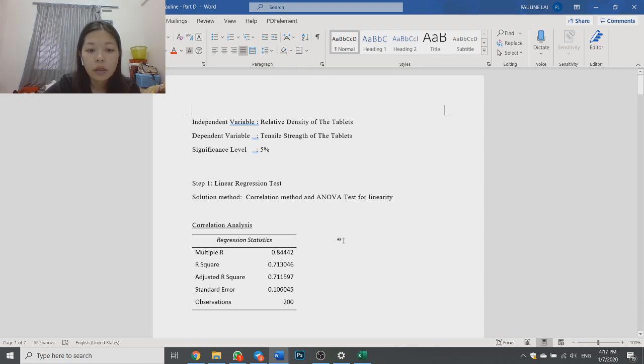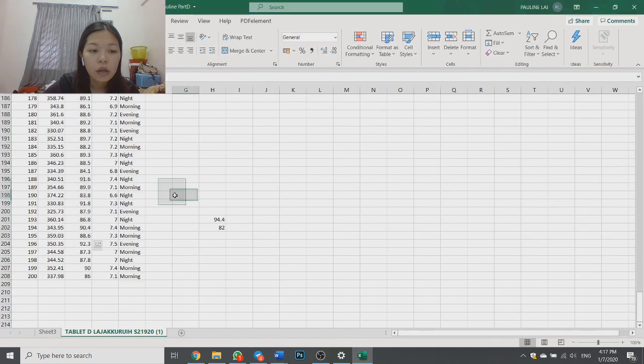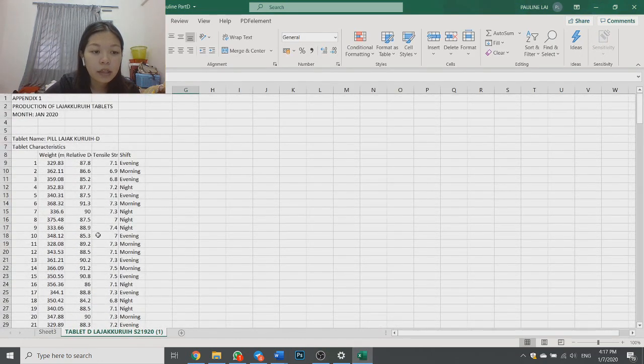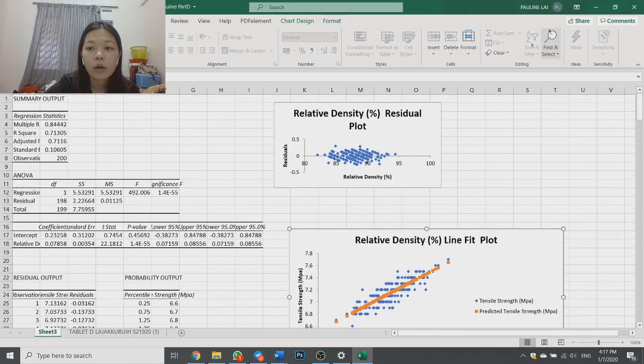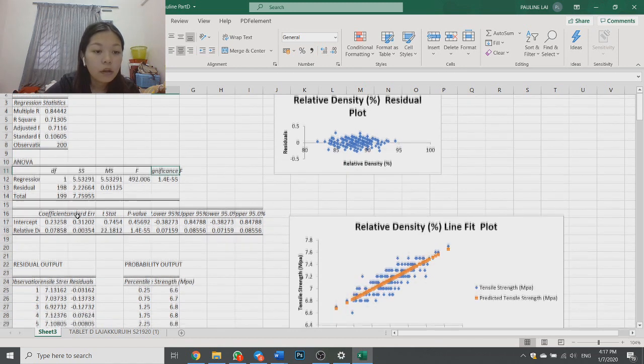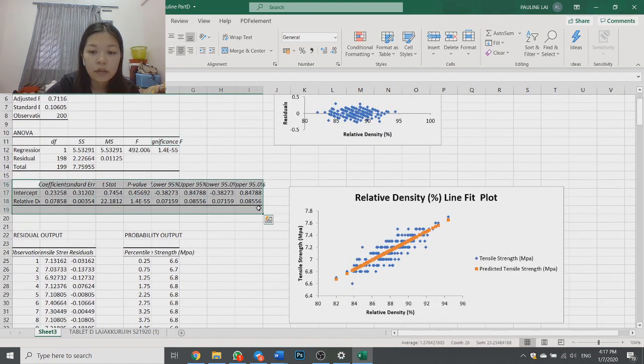Basically, my teammate Wen Qing has already done Part D step 1, which is a linear regression test. We used the data all given, and we extracted it using data analysis. This is the data that we get, which is the R square, multiple R, and after that we get an ANOVA test value as well. So we get a significant F and the DF, SS, MS, F. These are the things that were given as well.